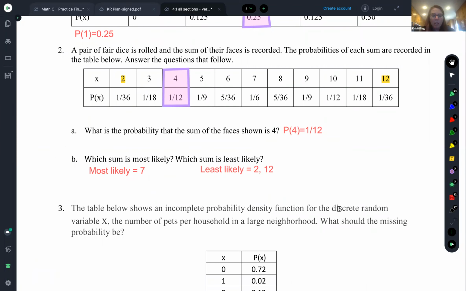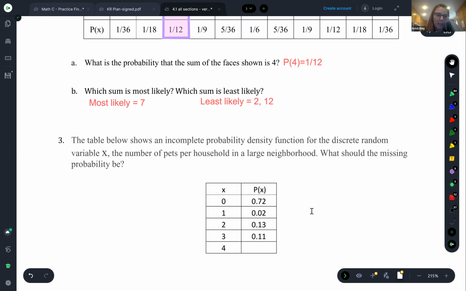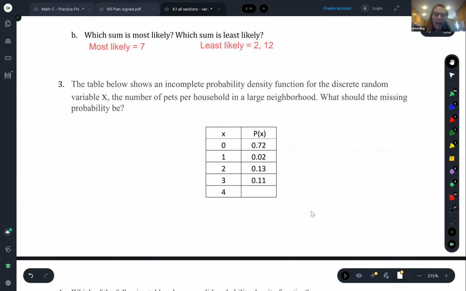But right now, let's just keep talking about probability density stuff. And so here we have an incomplete probability density function. And it says the number of pets, what should the missing, it tells us the probability. So probability that someone has 0 pets, probability that someone has 1 pet, and so forth.